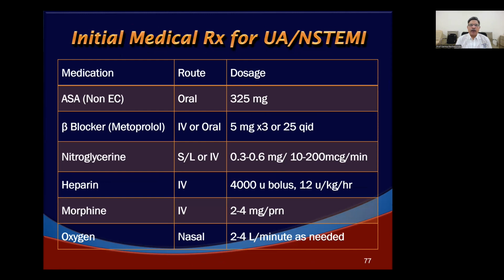Now, initial medical treatment for unstable angina. What I have to give? Already 325 milligrams aspirin you have given. Beta blocker, particularly metoprolol, is very useful. 5 milligrams, 3 times or 25 milligrams QID oral. IV means 5 mg 3 times. Okay, nitroglycerin you can give. Heparin 4000 international units or 12 units per kilogram. Morphine for pain relief, morphine or epimorphine, and then oxygen.